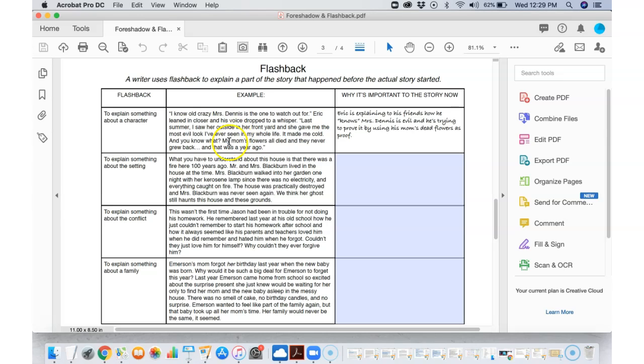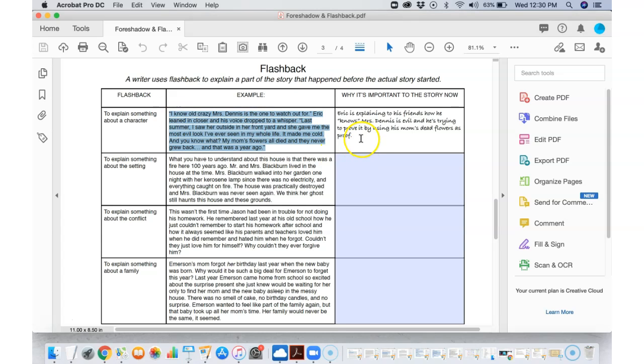Like right where it says, you know what, my mom's flowers all died, they never grew back, that was a year ago, right? I know old crazy Mrs. Dennis is the one to watch out for. He leans in, his voice drops to a whisper. This is just the beginning of a situation where the character is about to explain a whole situation that happened a year ago, okay? So I don't want you to be confused and think, wait a second, all he's doing is sharing a memory. A memory is not a flashback, right? But I'm just showing you the part of the excerpt where he's beginning with the flashback.